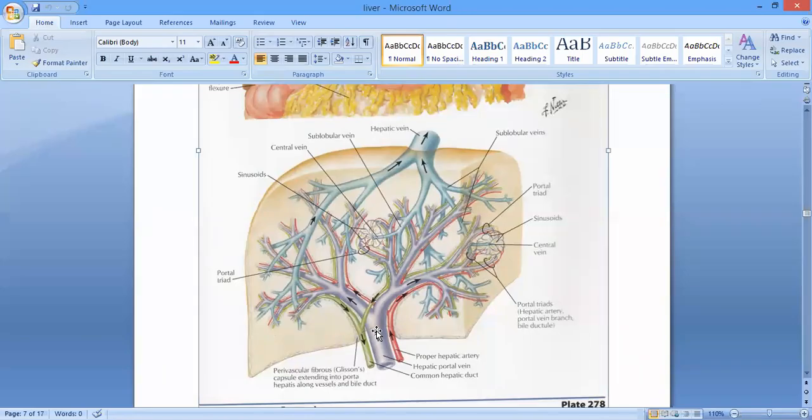ऐसे ही जी? When these two vessels are going to enter into the liver, they are going to divide into right and left branches, right? And in the liver, they are going to divide into segmental branches. देखिए, अब ये right lobe में आई है, right hepatic artery and right branch of the portal vein है ना, so they are going to divide into segments.